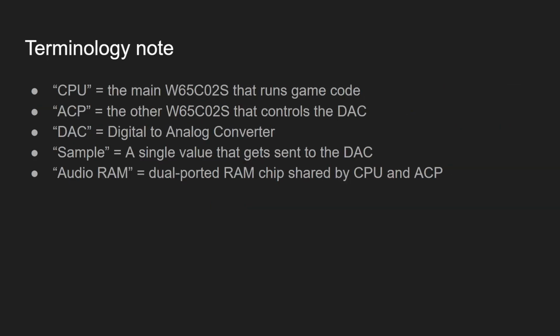By the way, here's a quick aside on terminology. The chips that run game code and audio code are both the W65C02S from Western Design Center. Both are microprocessors and act as the central processing unit of their own computing section. But, in this video, when I say CPU, I'll be referring to the processor that executes code directly from the cartridge. And when I say ACP, I'll be talking about the processor that will generate audio samples.